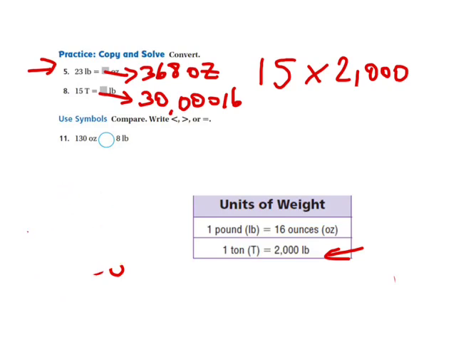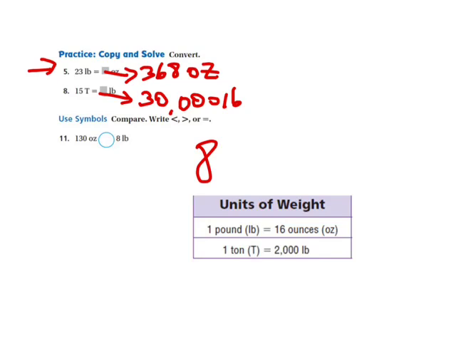Now we have an inequality. We have an inequality here. 130 ounces versus 8 pounds. No idea which one is bigger or smaller. So I'm going to convert the pounds to ounces. 8 pounds. Pounds to ounces is big to small, so that is multiplication. And there is 16 ounces in a pound, so I multiply that by 16.